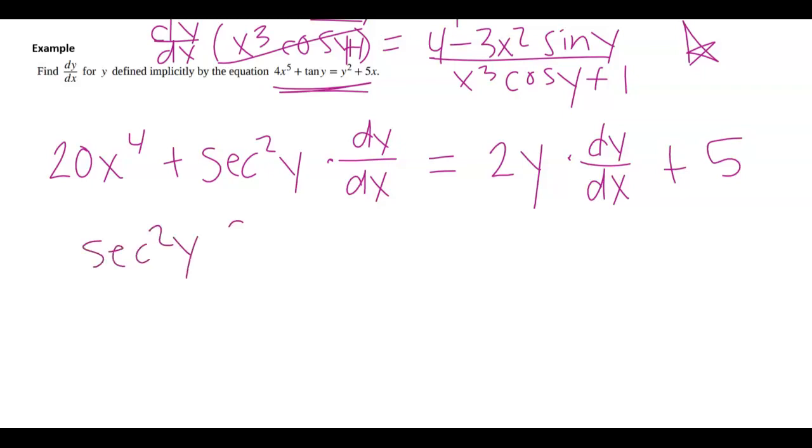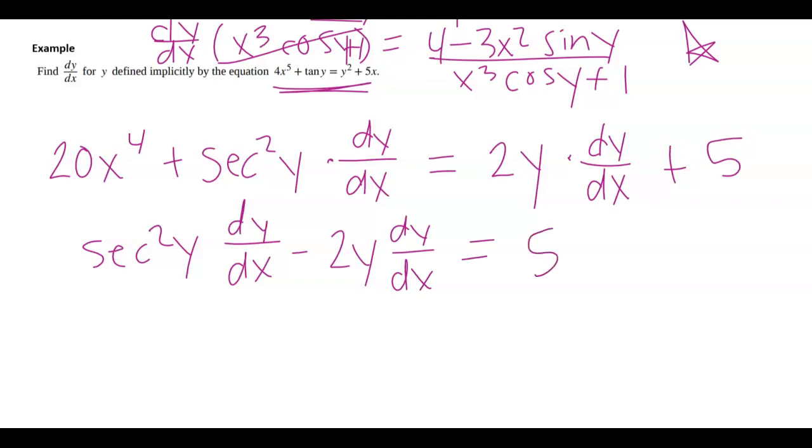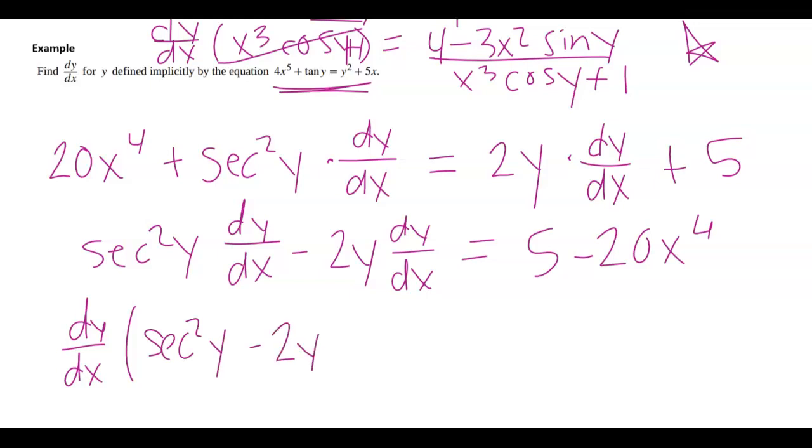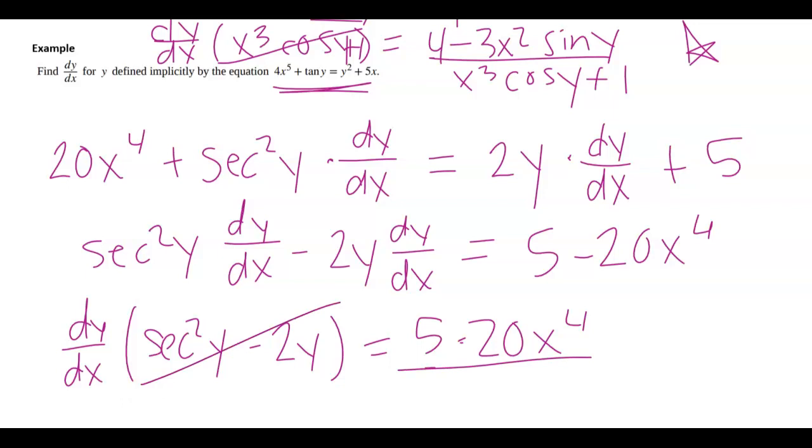Everything with a dy/dx gets moved to the left-hand side. Everything without a dy/dx gets moved to the right-hand side. Okay, let's factor correctly this time, shall we? So dy/dx times secant squared y minus 2y. And so I can then just divide this by that factor term to get my final answer. There.